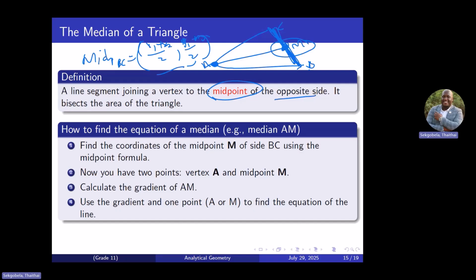After finding that, we can use this point and this point to find the equation, which will be y equals mx plus c. Now we know our gradient. We can take this point, which is our vertex, and substitute here and here, and then we get what? We get c. That gives the equation of that median of the triangle.